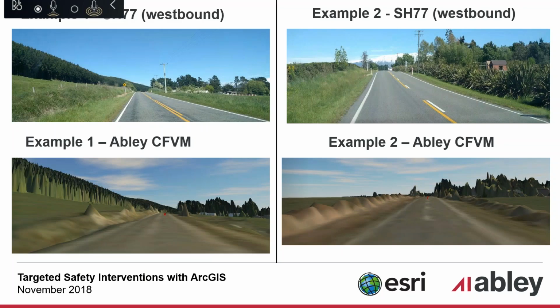So let's have a look at some examples of the field validation that we have. Just bearing in mind that in New Zealand we drive on the left-hand side of the road, so if you're wondering why we're sitting on an unfamiliar side of the road, that's the reason why, but there's no reason why this analysis couldn't be conducted for a right-hand drive network at all.